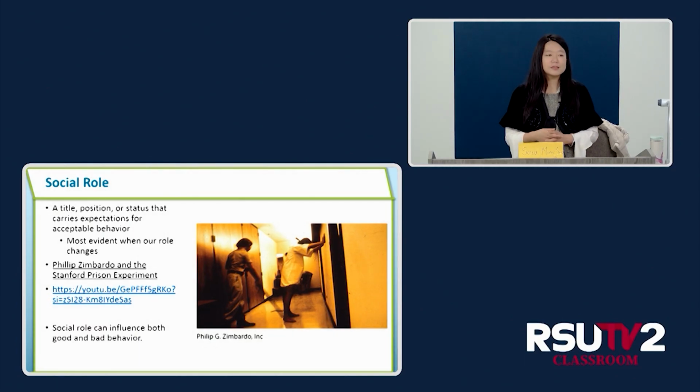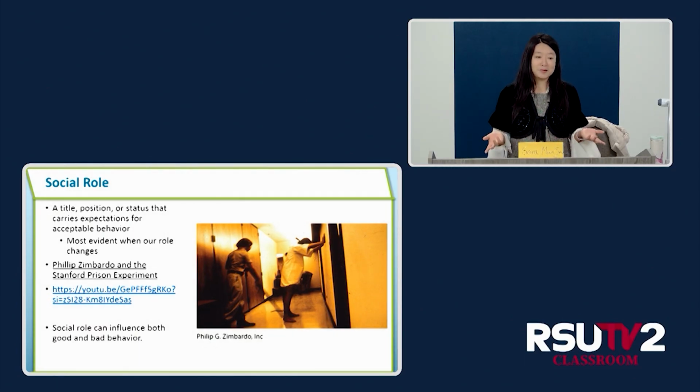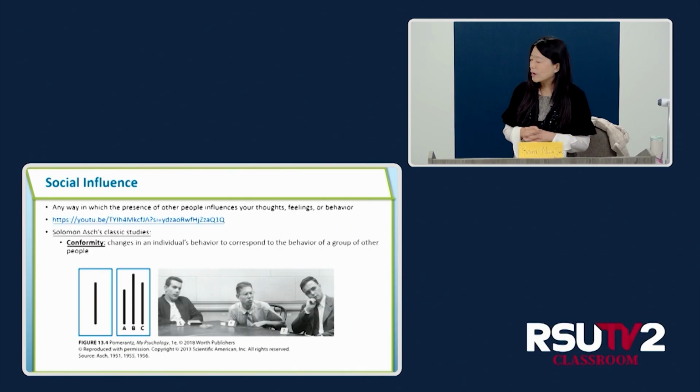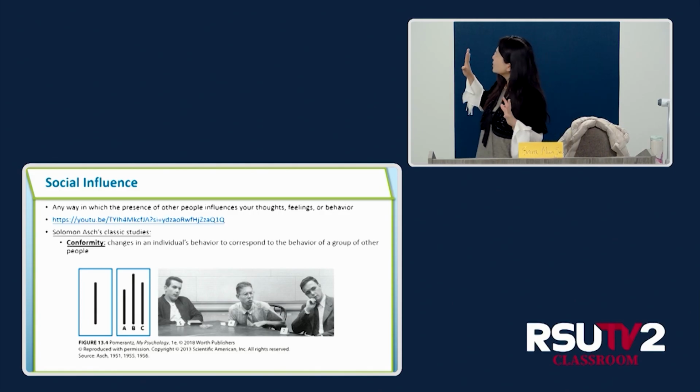Okay. So the conclusion is that social role, when you are in that position, can influence both good and bad behavior. Let's watch another video clip too. This one is also social influence. We are going to watch one video clip. The situation is like this.